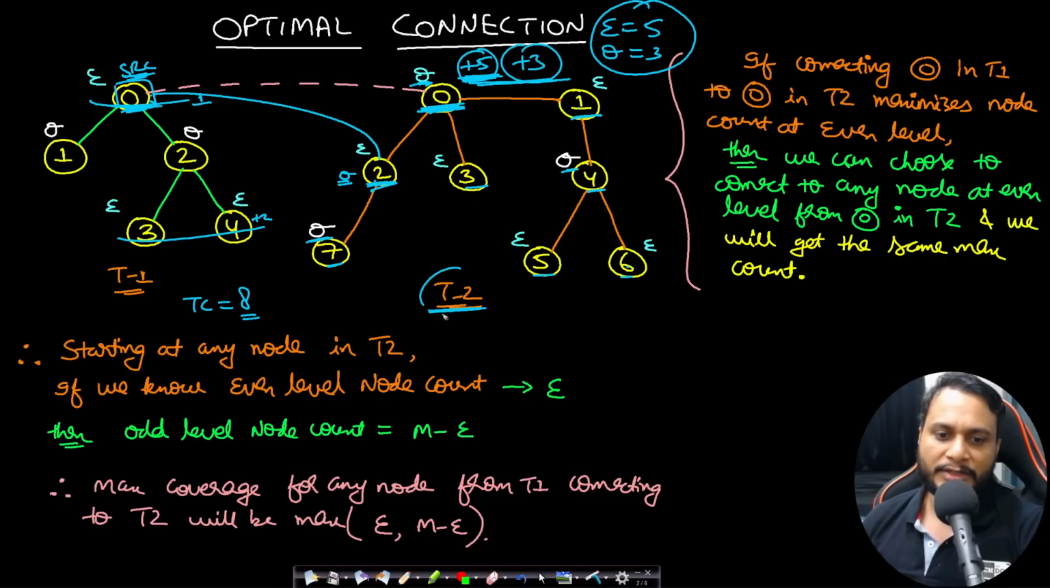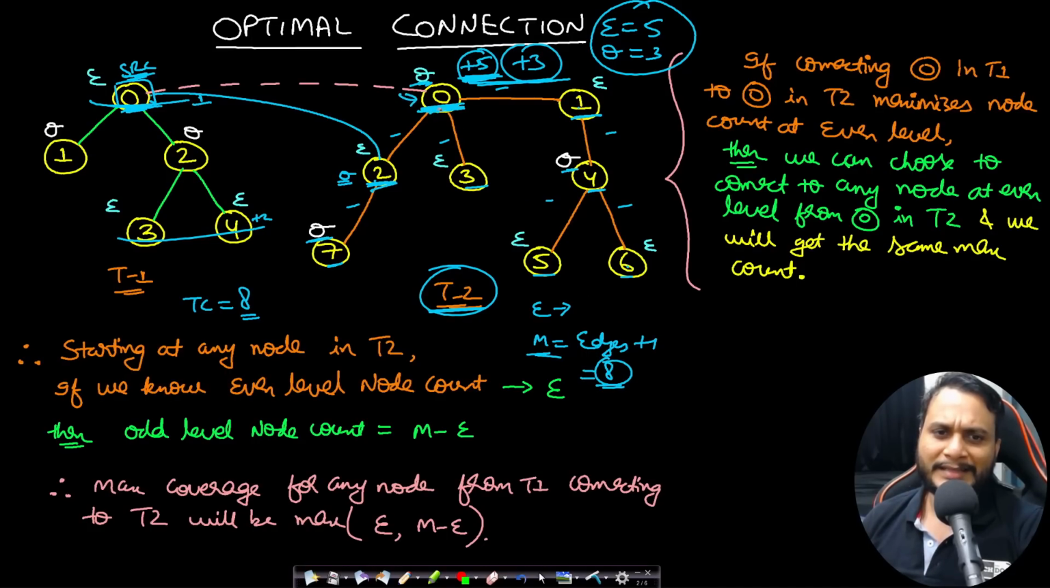We have to see that in tree 2, find out the count of nodes at even level, and then the total count of nodes m. What is the total count of nodes? Which is edges plus 1. How many edges do we have? 1, 2, 3, 4, 5, 6, 7. That can be found from the edges2.size, right? So we have m value as 8.